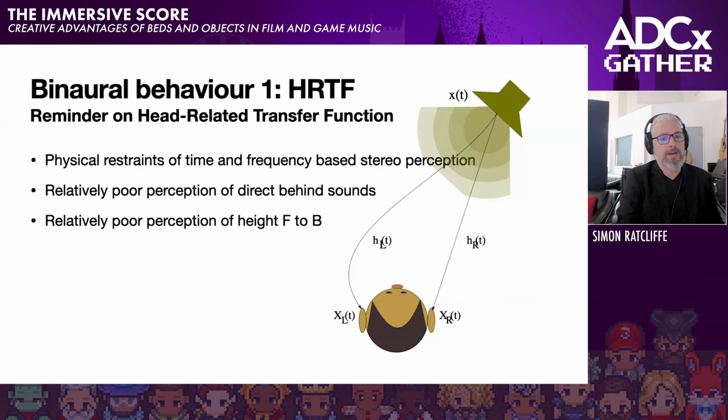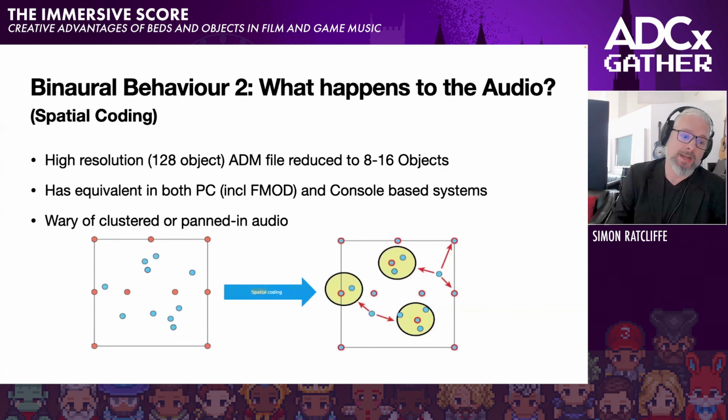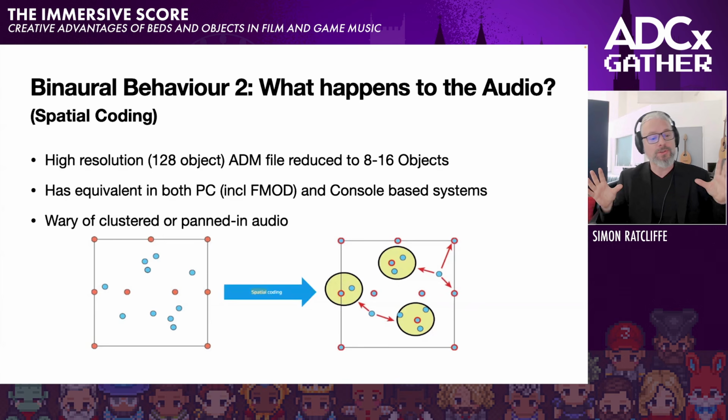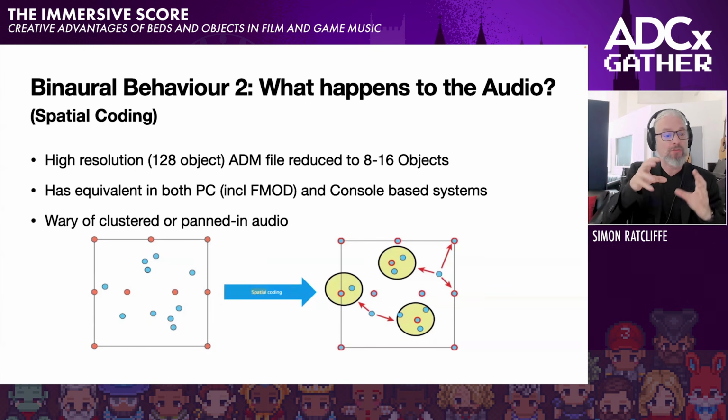And then, of course, the second thing to bear in mind, and these are all things that will really go towards how you mix things and how you record things, is the fact that we are dealing in ADM files, which are pretty huge, with up to 128 objects, the first 10 of which are a bed. But of course, those get really crunched down, or quantized, if you like.